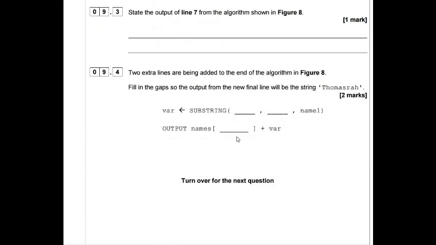Okay, now we've got 2 extra lines being added to the end of the algorithm in figure 8. Yes, the figure of 8, and I don't mean the 8 ball. So fill the gaps. The output from the new final line will be the string Thomas Ra. Ooh, Thomas Ra, that's an interesting one.